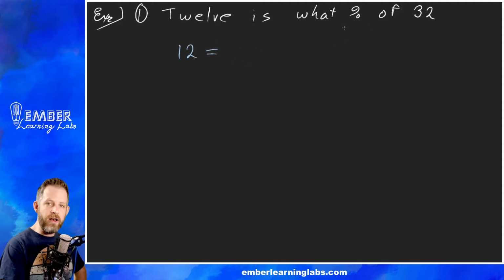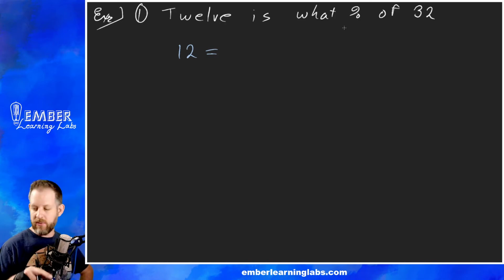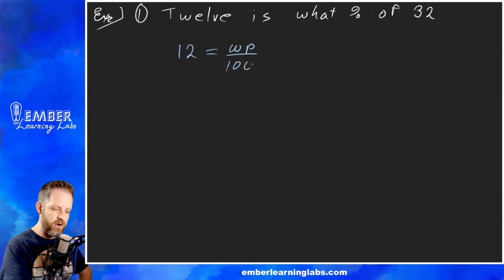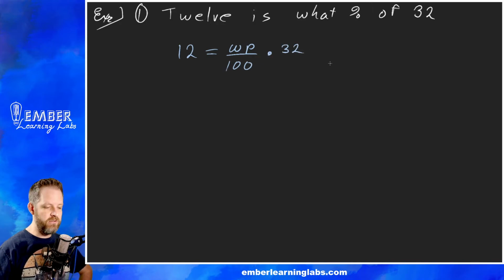Now, when we have what percent, specifically what percent, we're going to do another one in a minute that is what number, and that's different. But for when we have what percent, if we want to end up with a proper percent, we're going to do WP over 100. If you'll remember back, of is times. So times 32. Now we're going to solve this little equation for WP.